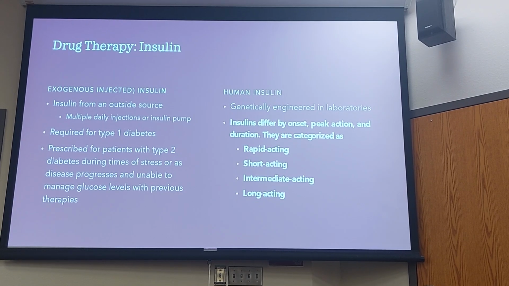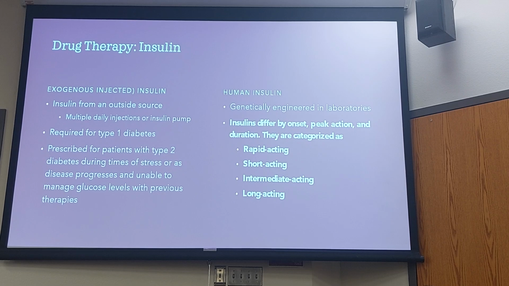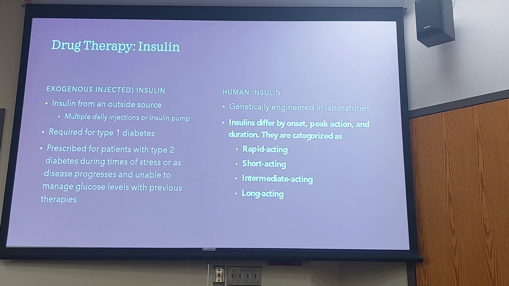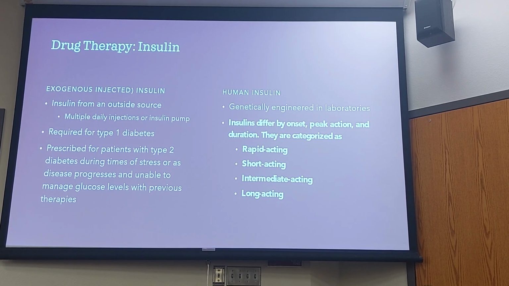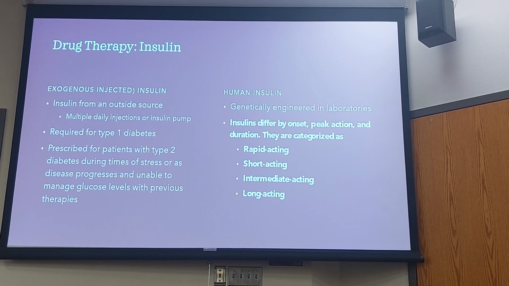But we have different types. So you all know this, you've been introduced to it, right? Perhaps you're probably looking it up for your sim chart. We have rapid acting, short acting, intermediate, and long acting. What does that mean? What do I mean by that? Well, how fast it works, yeah. Onset, peak, and duration. So when does it kick in? Where is it working at its best? And when does it trickle off? Okay.